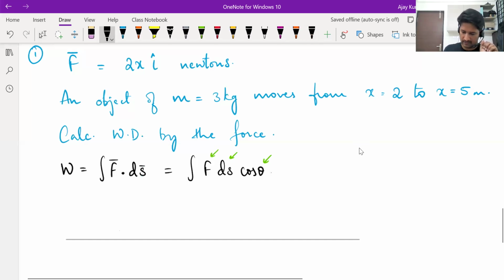Assume this is the x-axis. Let this be x equal to 0. The object is moving from x equal to 2 to x equal to 5. So let this be x equal to 2, and let this be x equal to 5 meters.